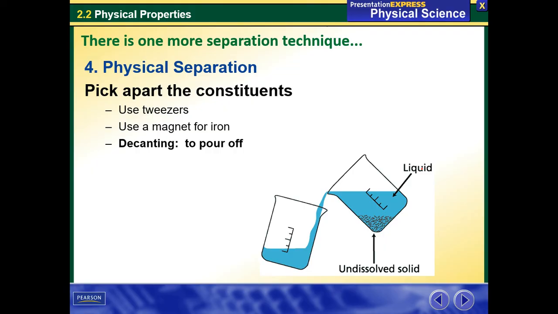The last one is physical separation. So you can physically take tweezers, separate small from large objects. You can use a magnet to separate iron because magnetism is a physical property. You can magnetize iron and it doesn't change what iron is. And the last one is to decant or pour off something. So say you had two layers, a normal layer, and then this layer has a bunch of solid, you can just pour off this top liquid.